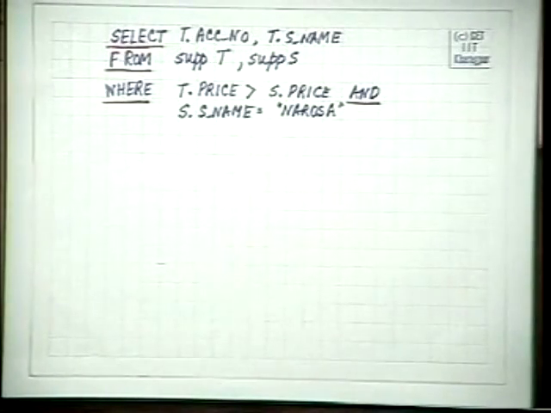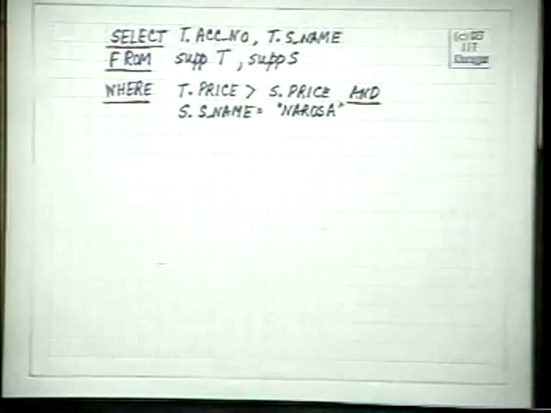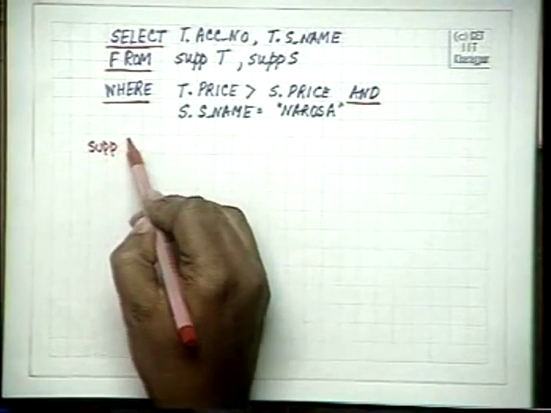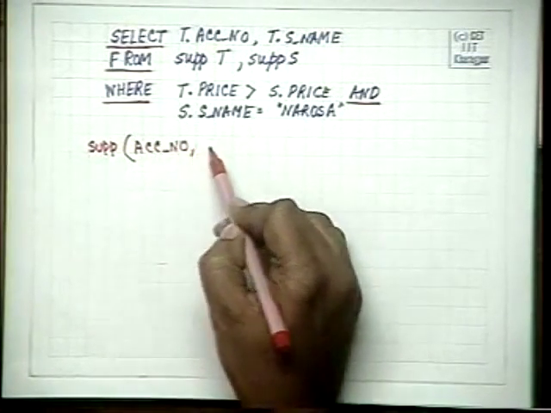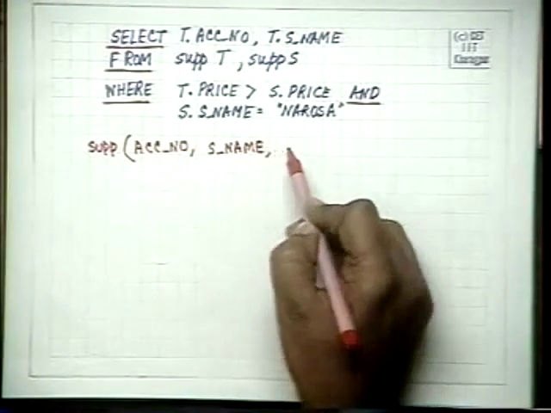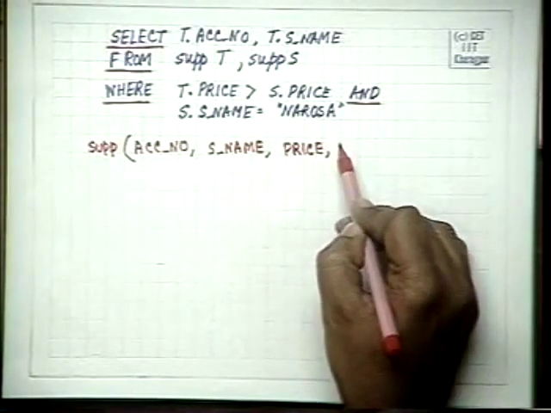Let us see what the sub relation is. The sub relation has got accession number, S name, price and date of supply.